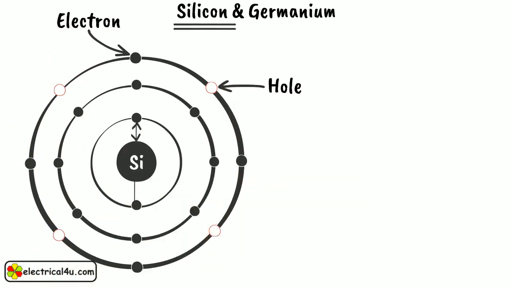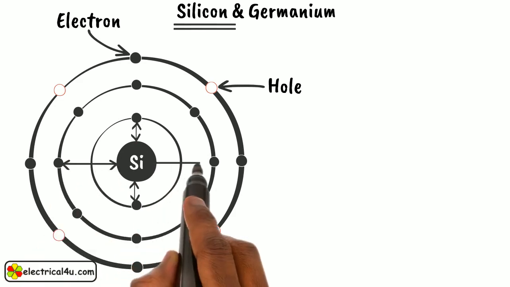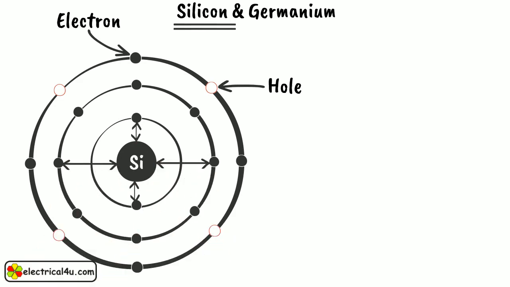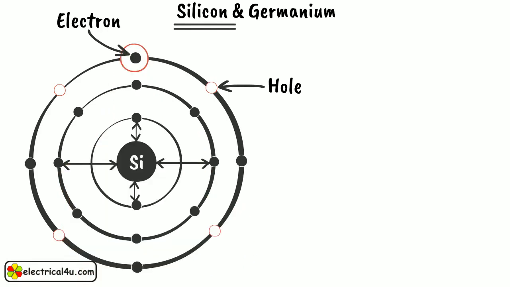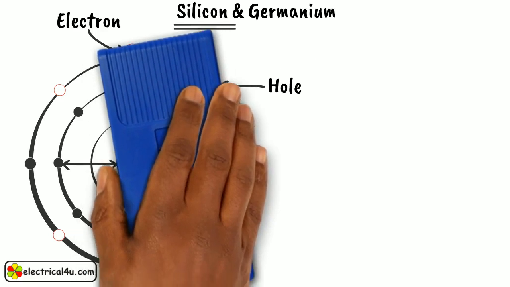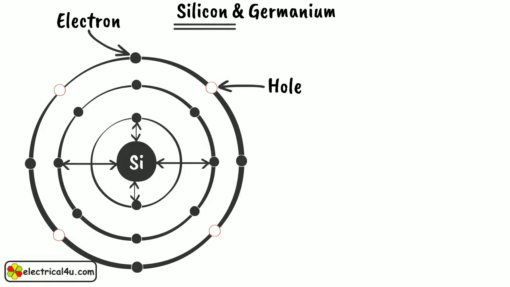The closer an electron is to the nucleus, the stronger is the binding force between the electron and the protons in the nucleus. Electrons in the outermost orbit are comparatively loosely bound with the nucleus. This means a small amount of energy will be required to take out an electron from the outermost orbit. When an electron leaves its orbit, it becomes a free electron.